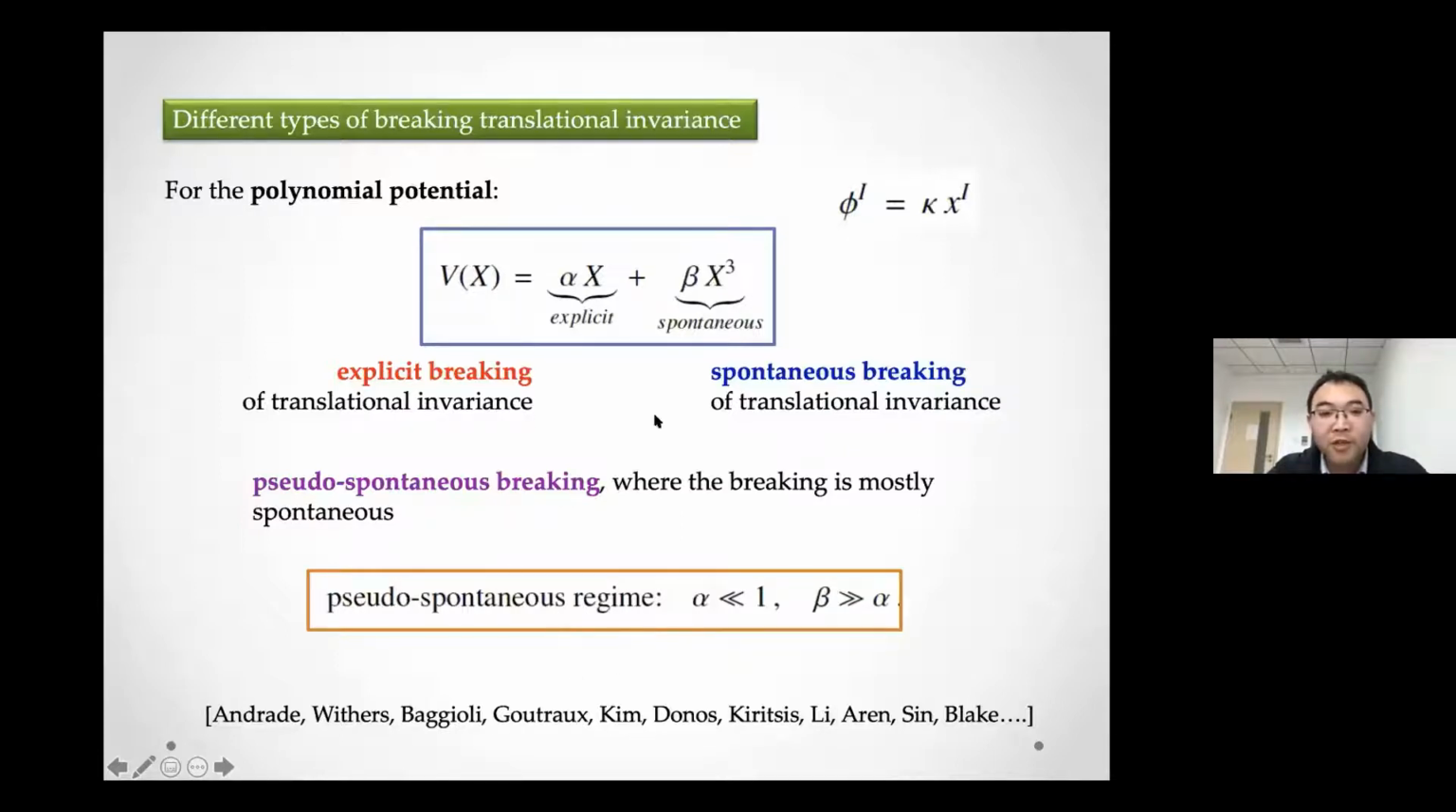In the literature, the main idea of why we have different ways of breaking translations is that, depending on the power, this term can be a source or a wave term. When the power is smaller than 5 divided by 2, this is the leading source term. With higher power, this is not the leading source term, it's a wave term. So in this case, we have different ways to realize the translation symmetry breaking.